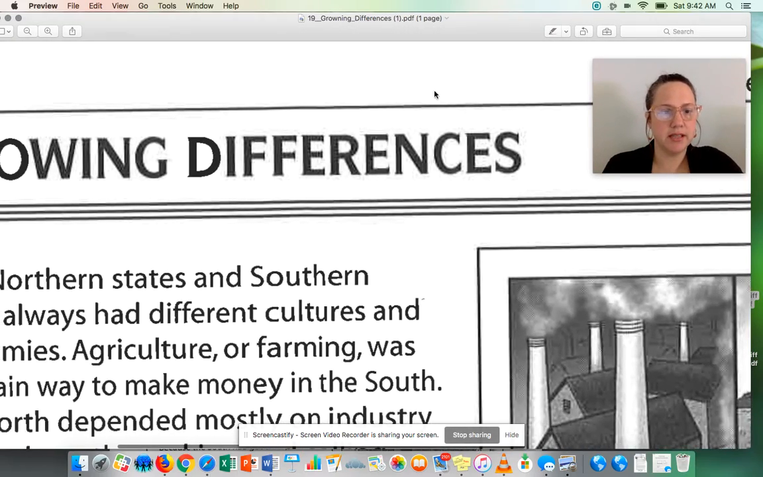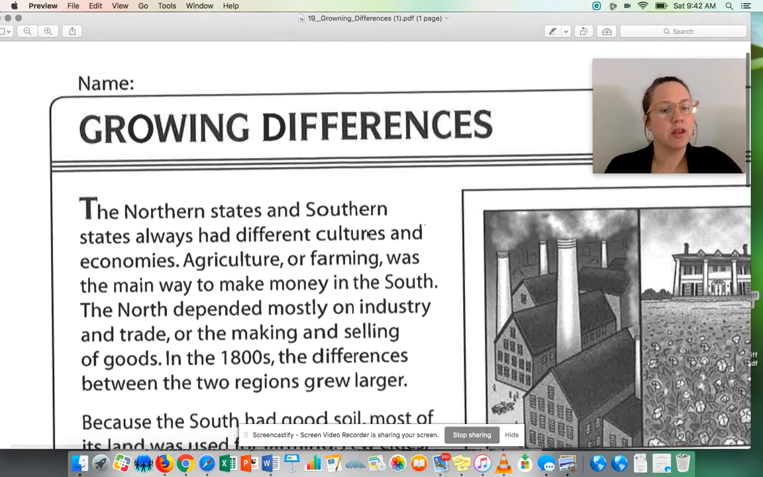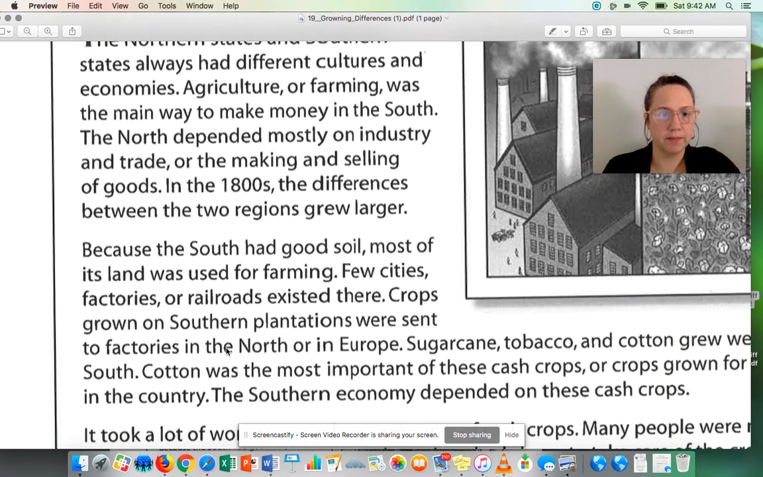The northern states and southern states always had different cultures and economies. Agriculture and farming was the main way to make money in the South. The North depended mostly on industry and trade, or the making and selling of goods. In the 1800s, the differences between the two regions grew larger.